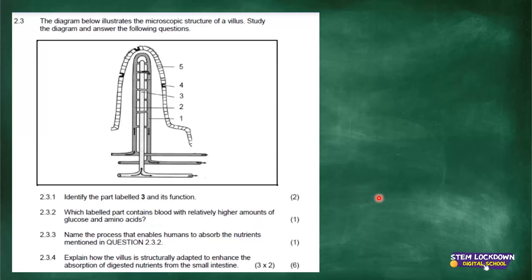Thank you very much. Okay, guys, please send through your answers for question 2.3.1, question 2.3.2 as well. I'm waiting for answers, guys. Okay, so Marvin gave an answer for question 2.3.1 saying that it is the lacteal. That is correct. And what is the function of the lacteal? Remember, question 2.3.1 is asking about the label 3, and the label 3 is indicating this structure there. What is the function of the lacteal?